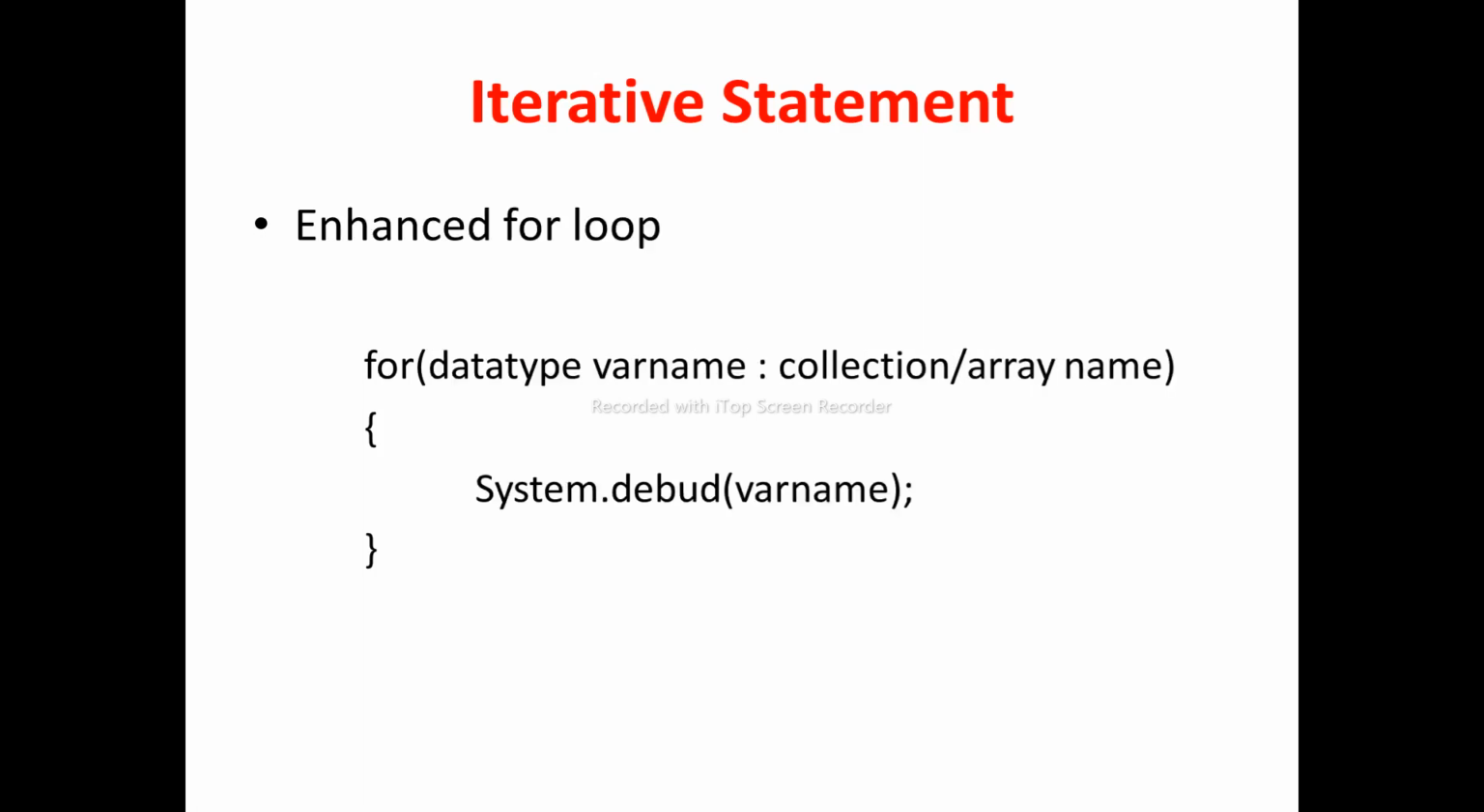Next is the enhanced for loop. This is the syntax of the enhanced for loop. For, in brackets, data type, variable name, collection or array name. Here is the debug, System.debug.